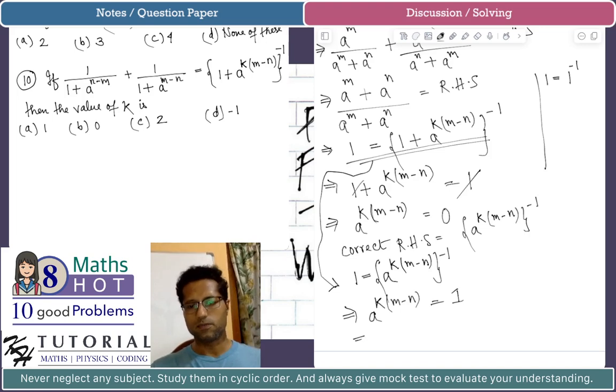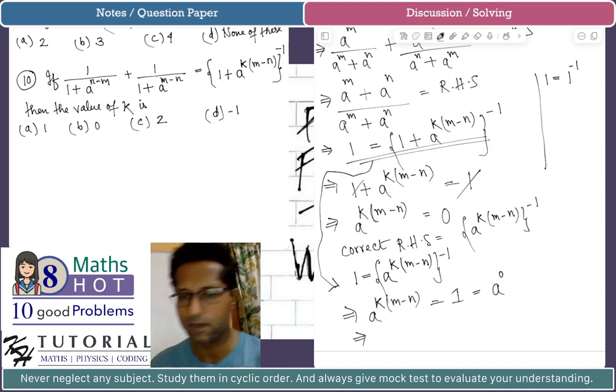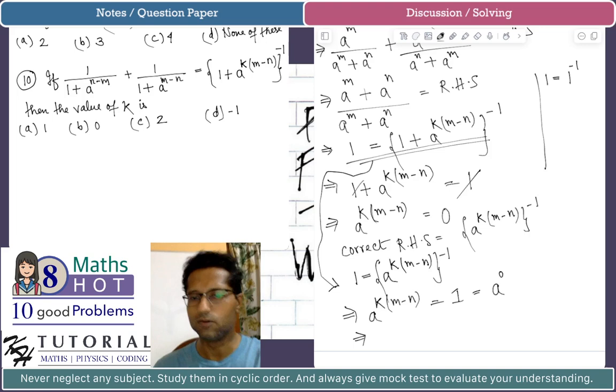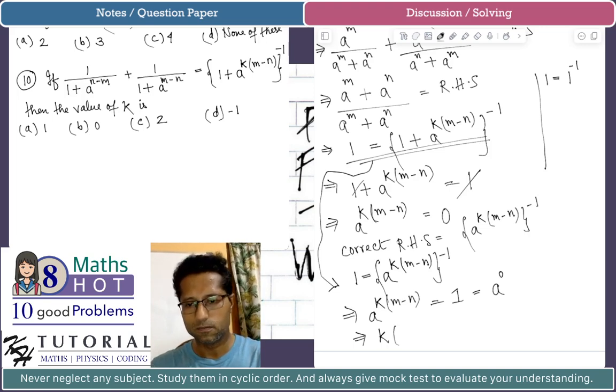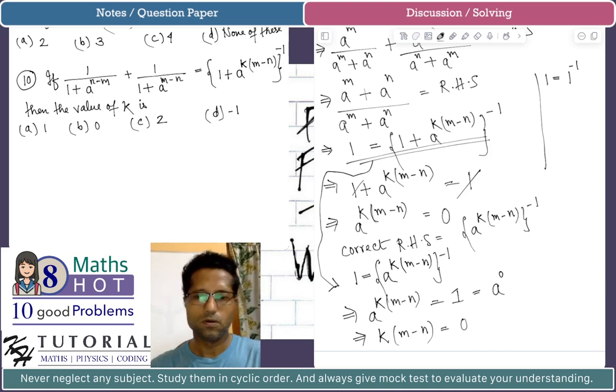So this implies that 1, and 1 we can always write, for any non-zero base, as a to the power 0. Any non-zero rational number raised to the power 0 is always 1. So we can write 1 as a to the power 0. So this implies k into m minus n is equal to 0.